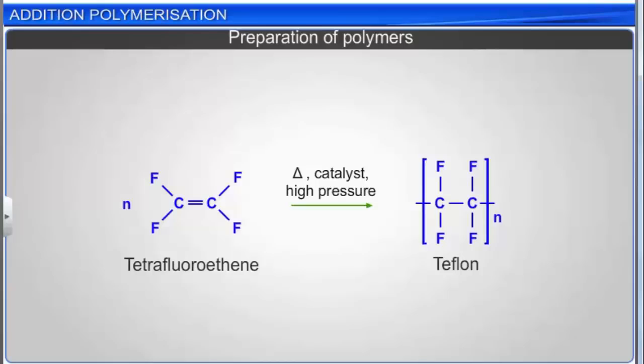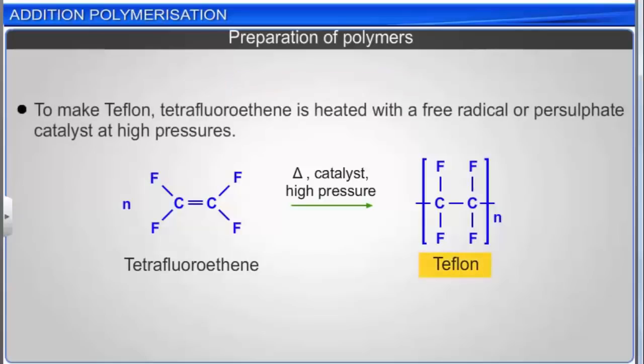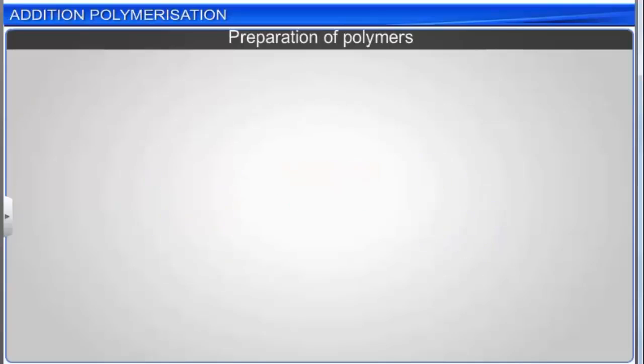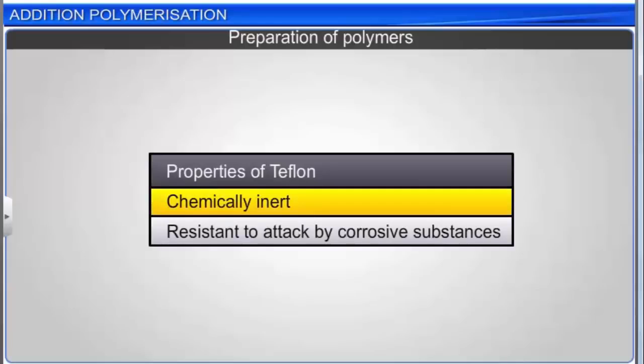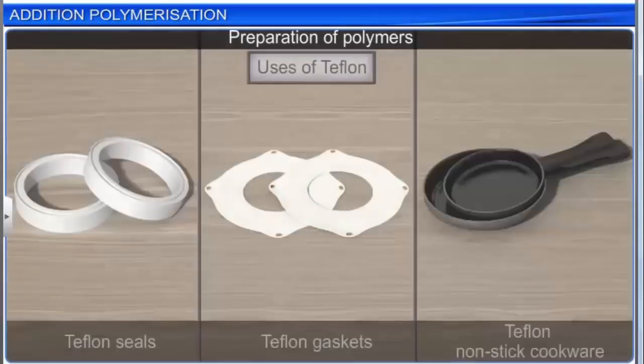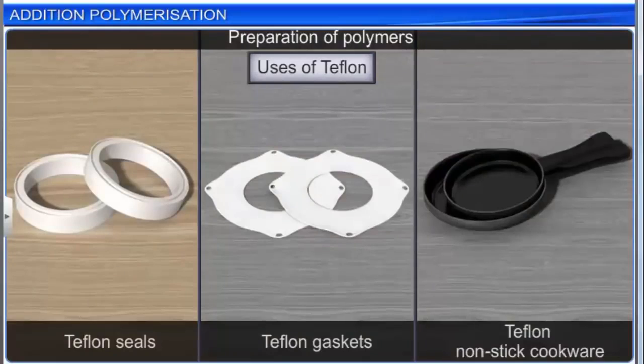Teflon is the trade name for polytetrafluoroethene. To make Teflon, tetrafluoroethene is heated with a free radical or persulfate catalyst at high pressures. Teflon is chemically inert and resistant to attack by corrosive substances. Teflon is used to make oil seals and gaskets. It is extensively used to make non-stick cookware.